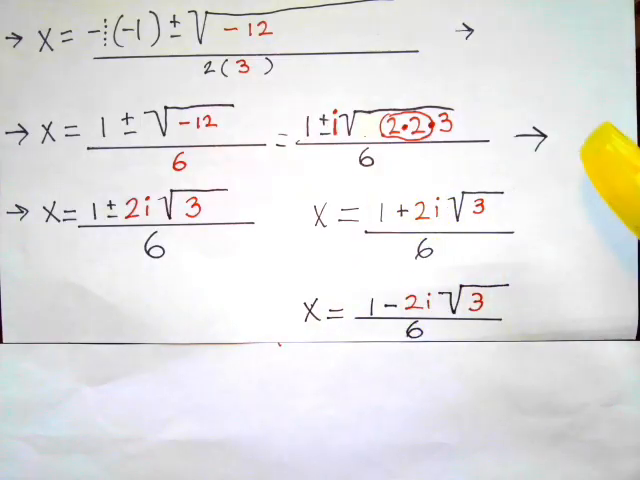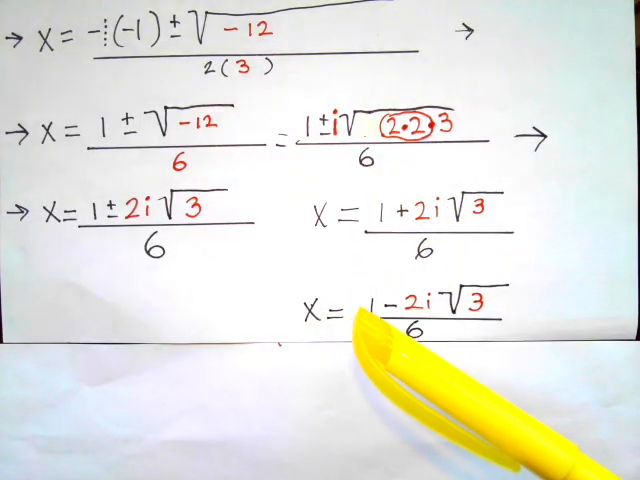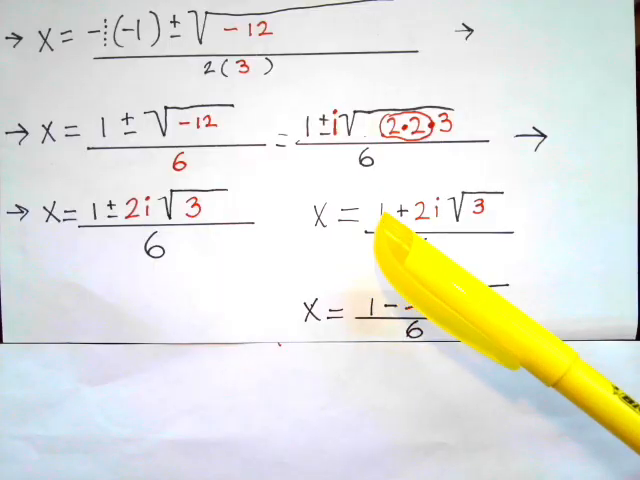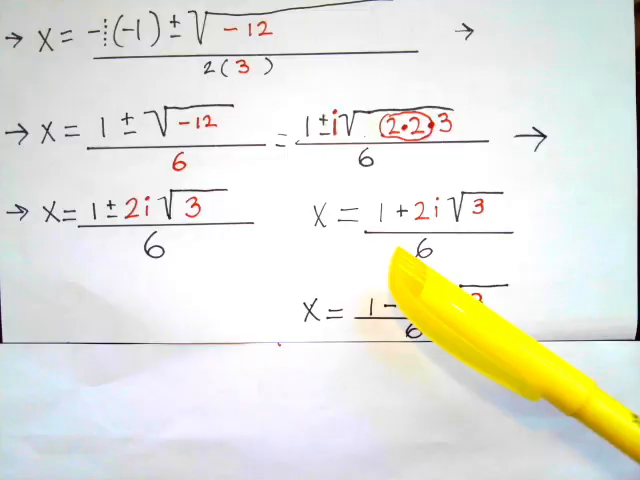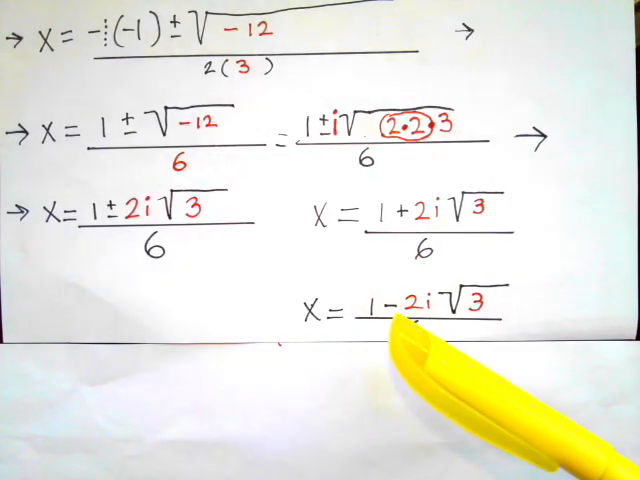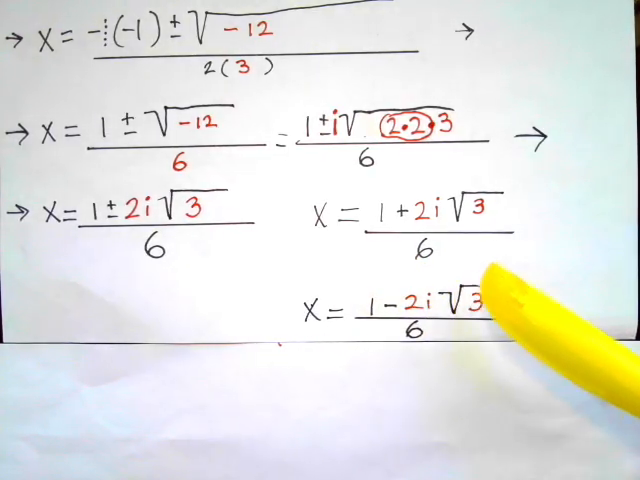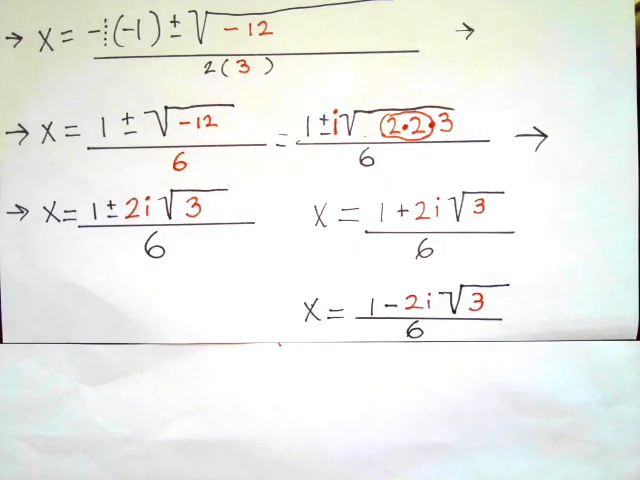So the two zeros of this function are 1 plus 2 times i times the square root of 3 divided by 6, and 1 minus 2 times i times the square root of 3 divided by 6. These two factors are my zeros of the function 3x squared minus x plus 1. Woo. Trust me, math is easy. Take it step by step.